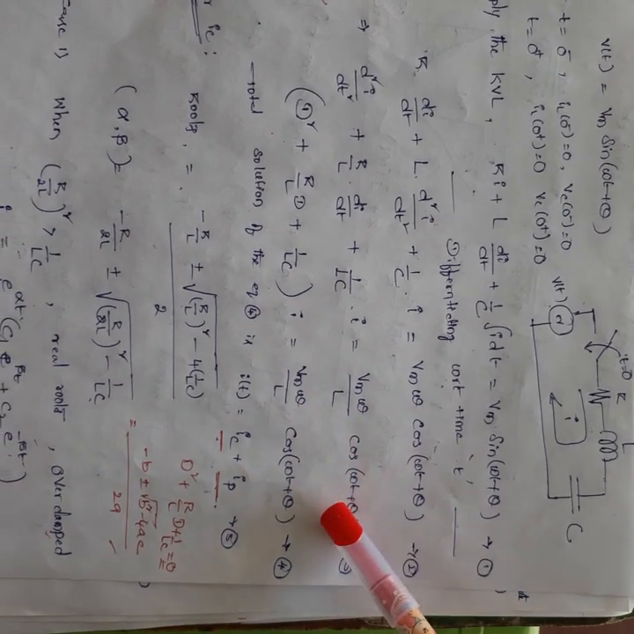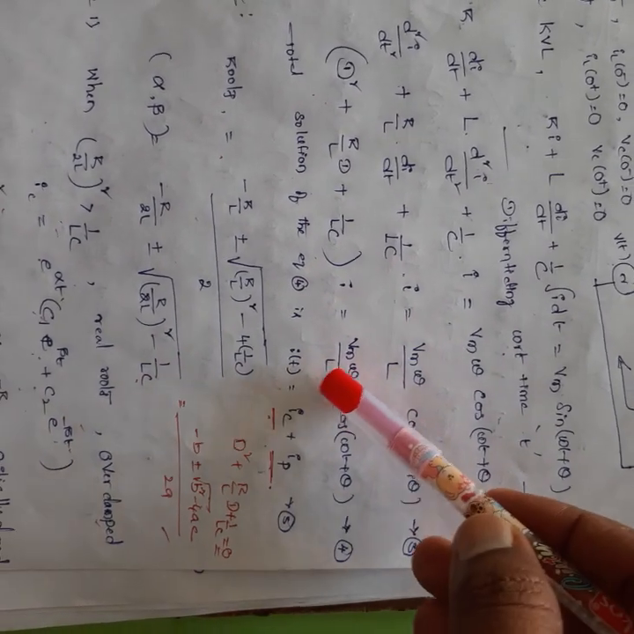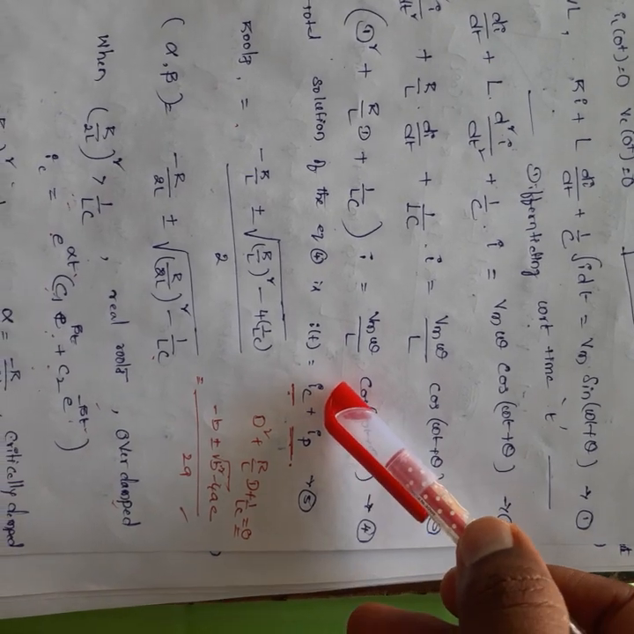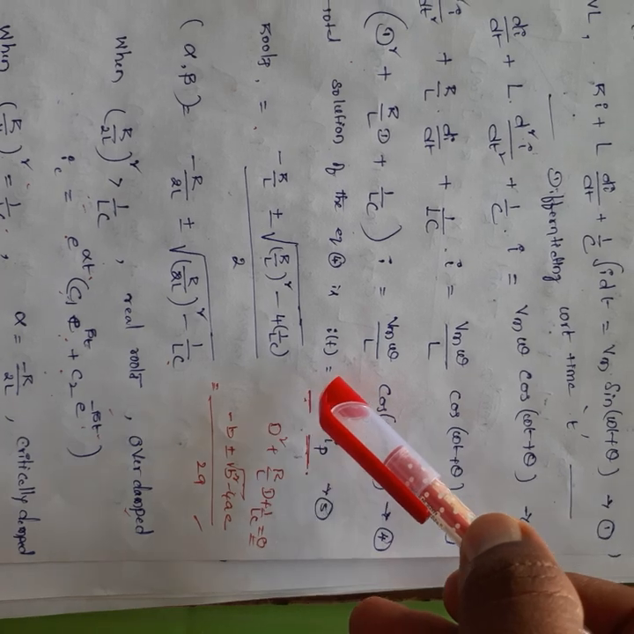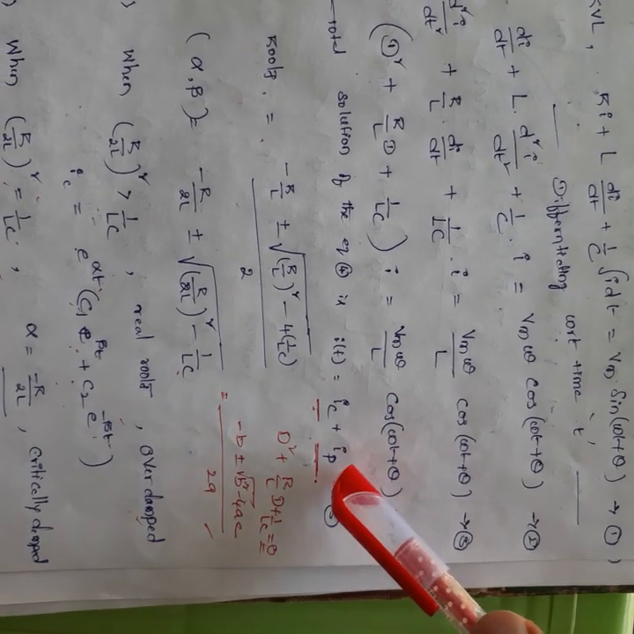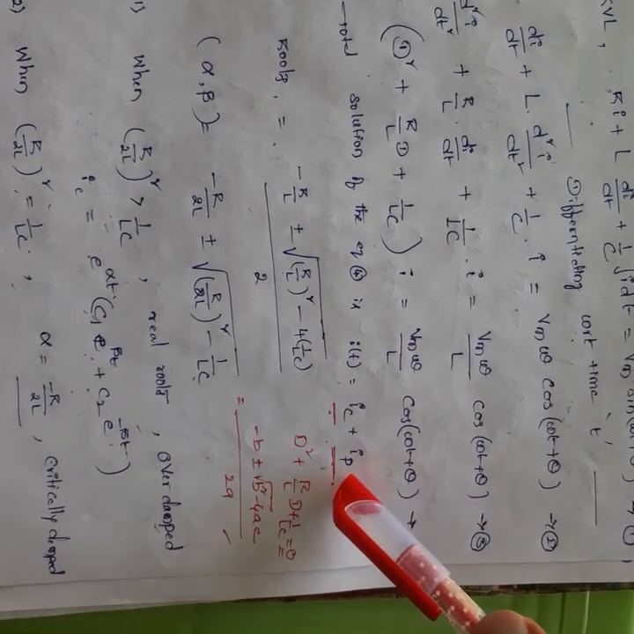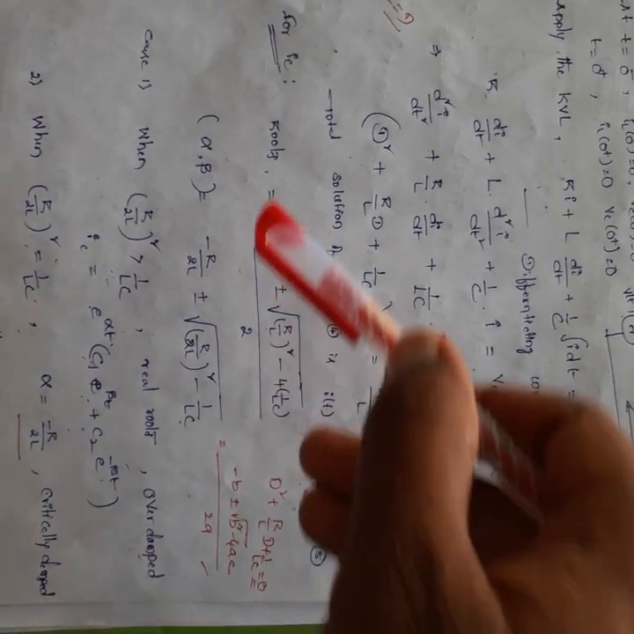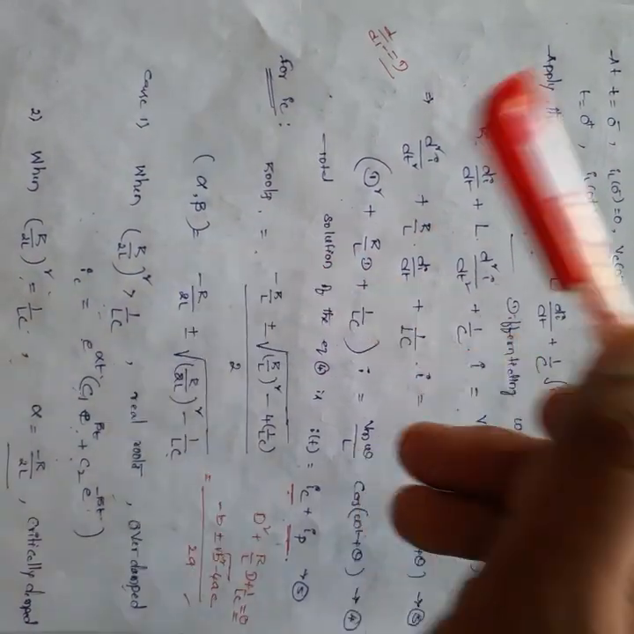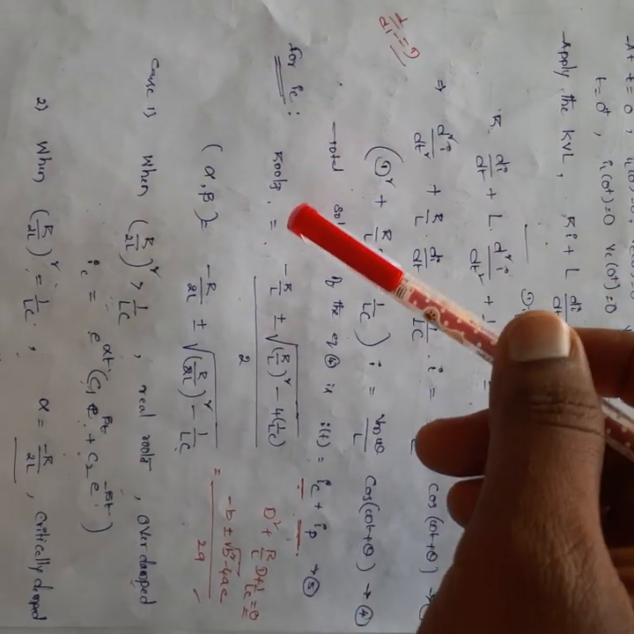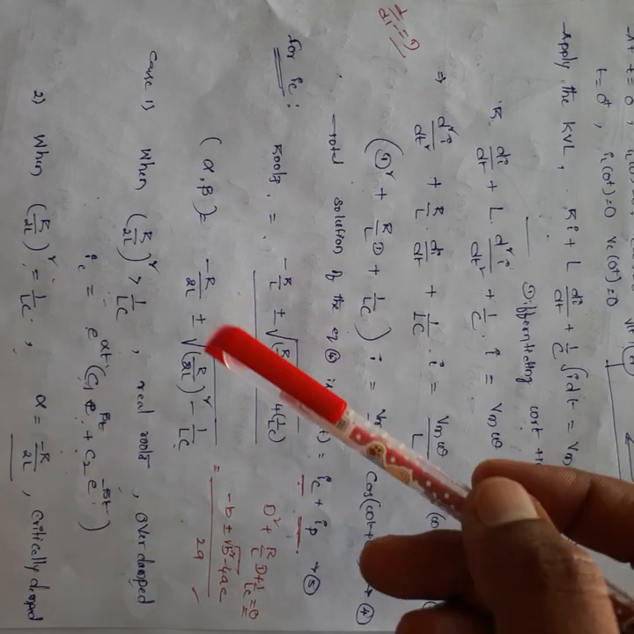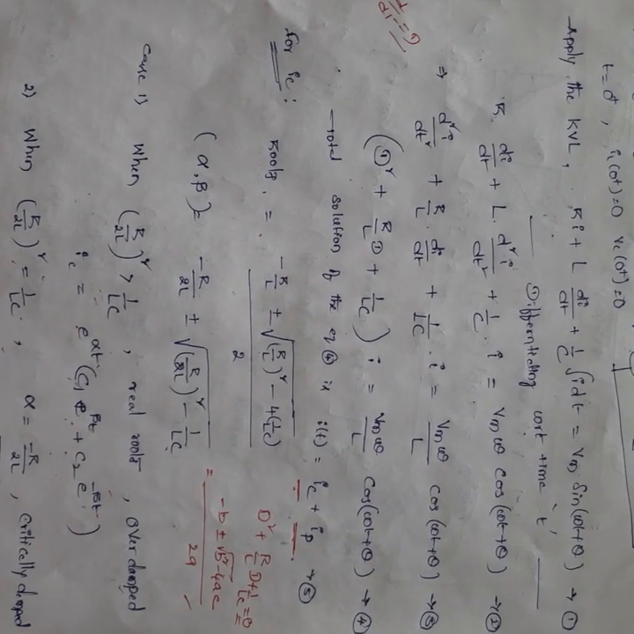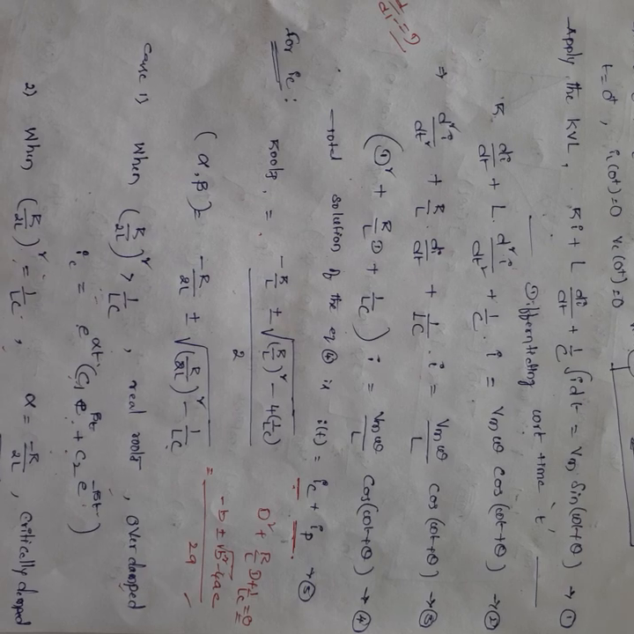The total response of this second order differential equation is the combination of the complementary solution plus the particular integral solution. The complementary solution is the transient part, and the particular integral is the steady state part. First I find the complementary function. For that, I initially calculate the roots. The roots may be real, equal, or complex.